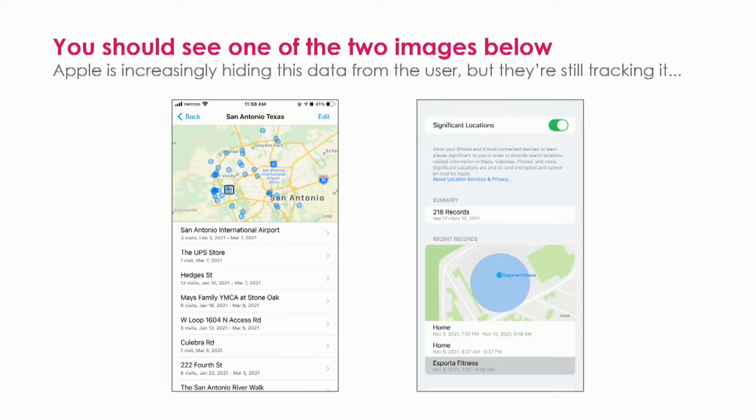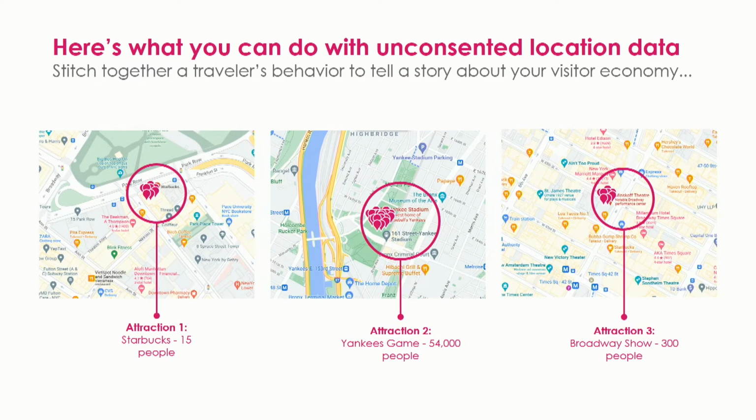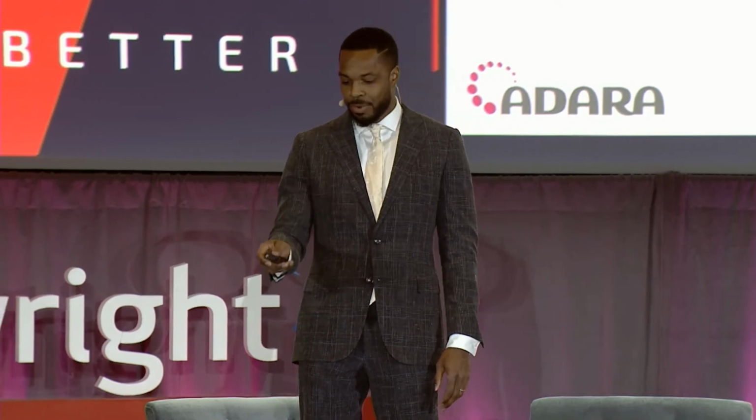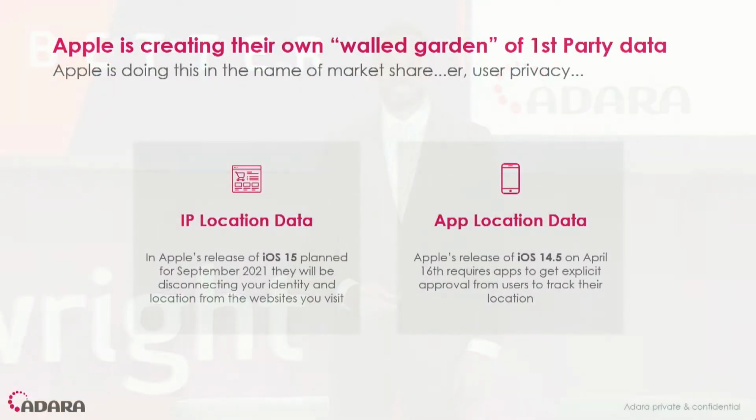So on the right is what it's like after iOS 15. They make it a little harder to see that, but here's what's important about that. You can use that data to tell a wonderful story about where visitors have been, where they've come from, how long they stayed, what they did in the destination. You can then upload that data to, say, Facebook and retarget people. Very powerful information, right?